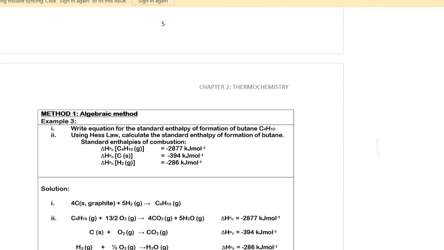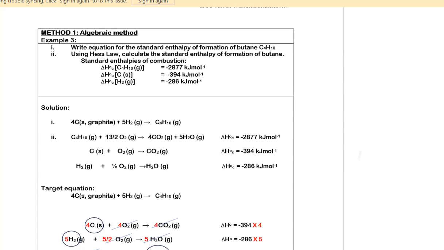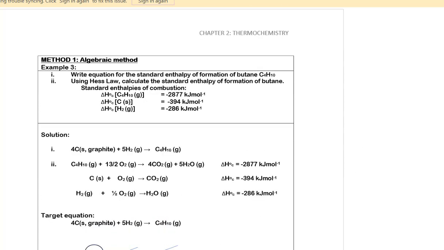Okay, untuk example yang ketiga, boleh cuba sendiri. Okay, kita tengok sepintas lalu je example 3, masih lagi algebraic method. So the first question, write the equation for the standard enthalpy formation untuk butane. Okay, so kita buatlah formation untuk butane. So kalau butane formation, this one must be 1 mole lah. So butane is formed from its element which is carbon dan hydrogen at their most stable state.